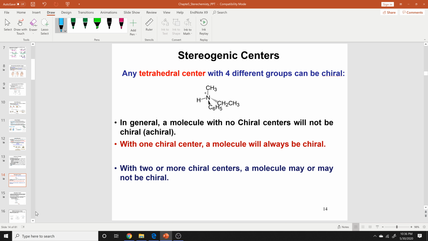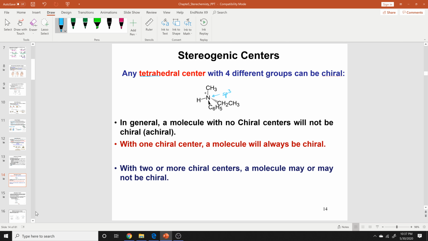Nitrogen can make 4 bonds. Nitrogen is an sp3 hybridization. So when we say tetrahedral, we mean sp3 hybridization in there. So nitrogen is an sp3 hybridization. So here in this case, 4 different groups, nitrogen is a chiral center.